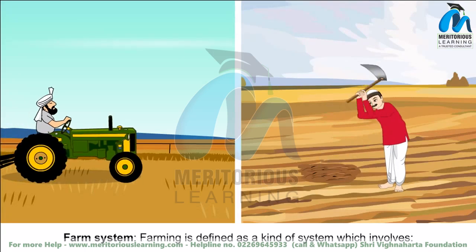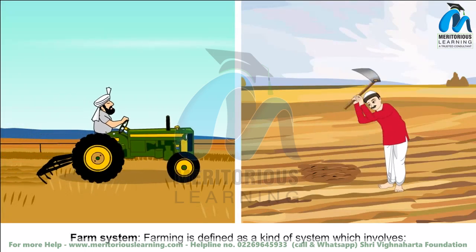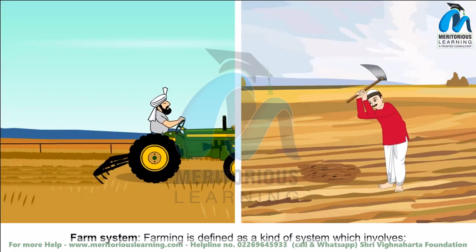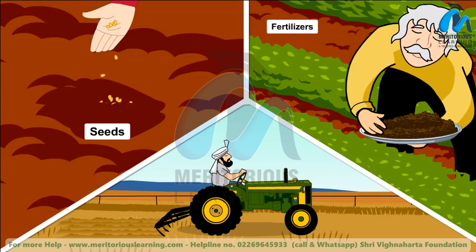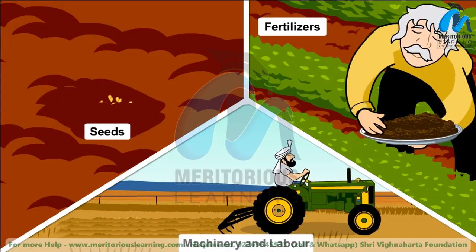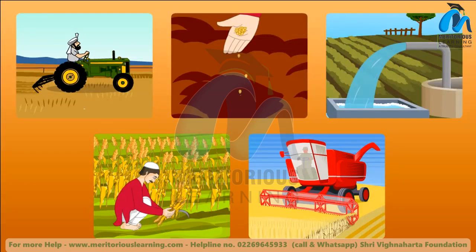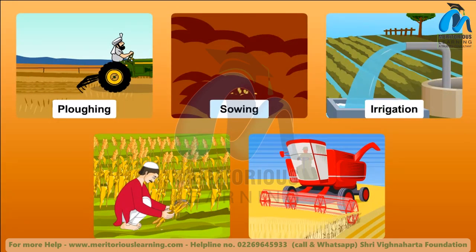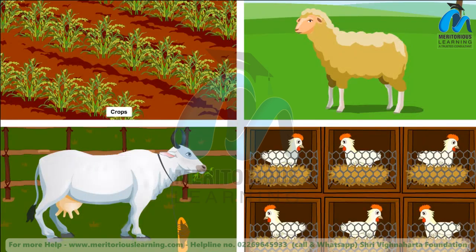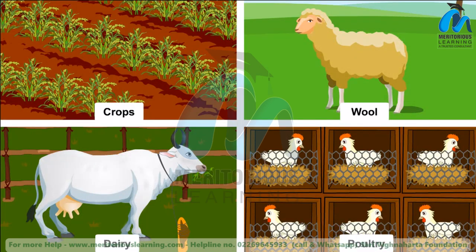Farm system. Farming is defined as a kind of system which involves input, operations and output. Inputs are seeds, fertilizers, machinery and labor. Operations are ploughing, sowing, irrigation, weeding and harvesting. Outputs are crops, wool, dairy and poultry.